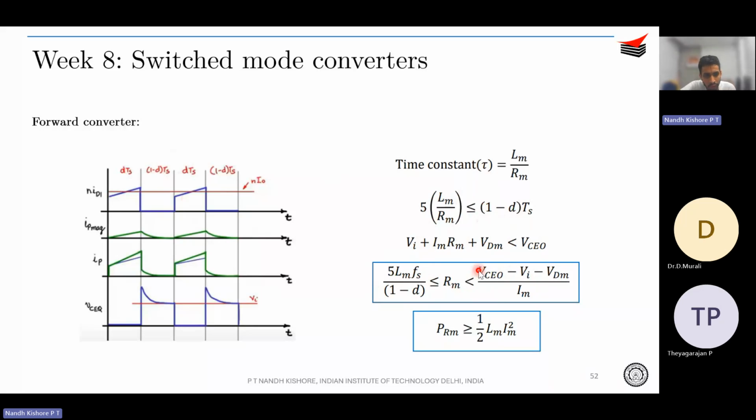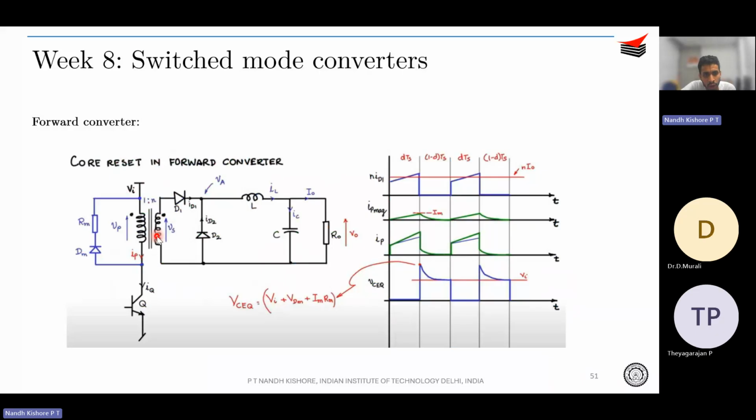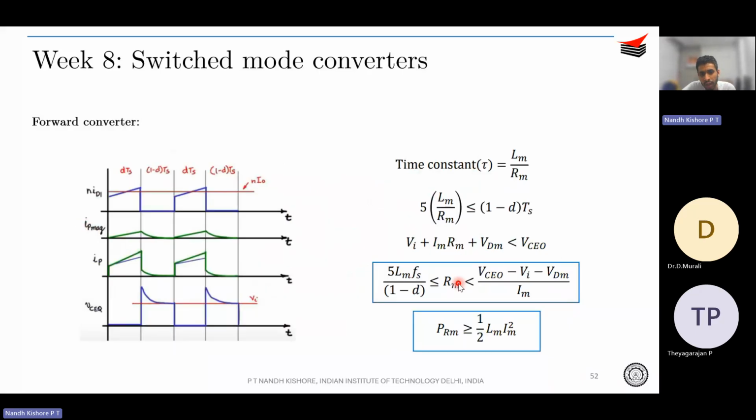Okay, and of course the resistor should not be some signal level resistor. It should be rated for power dissipation, because you understand that whatever energy is stored in this Lm, or whatever energy is stored in the core, is going to get dissipated across Rm. So the power rating of the resistor should also be high. You should select a resistor with suitable wattage rating, right?